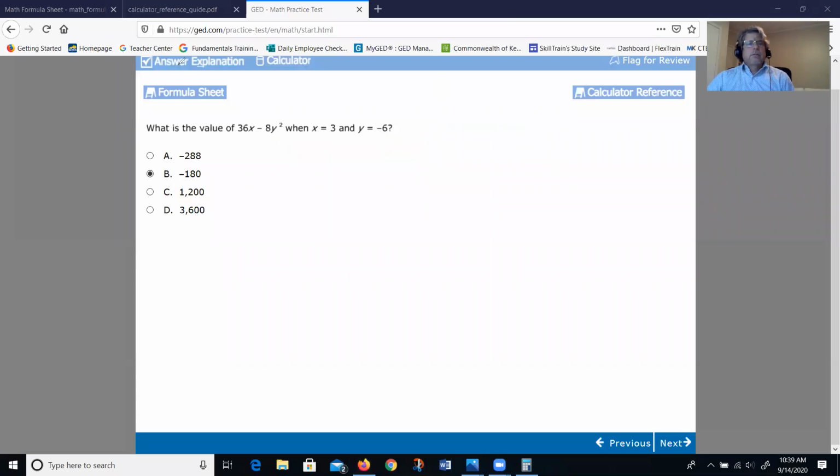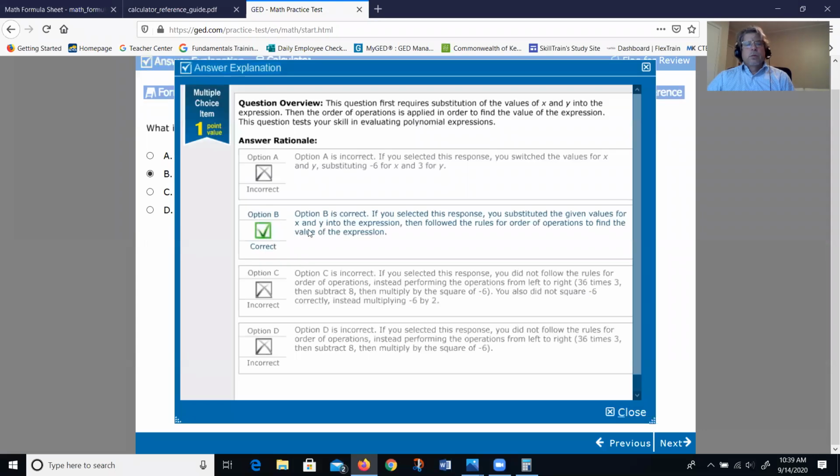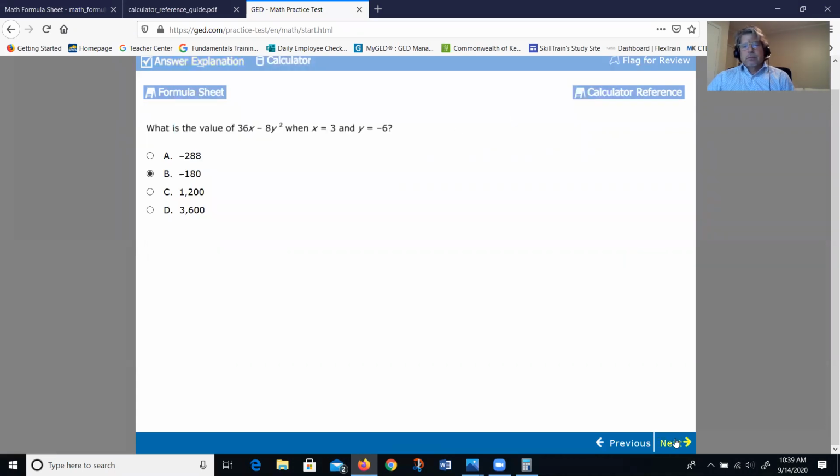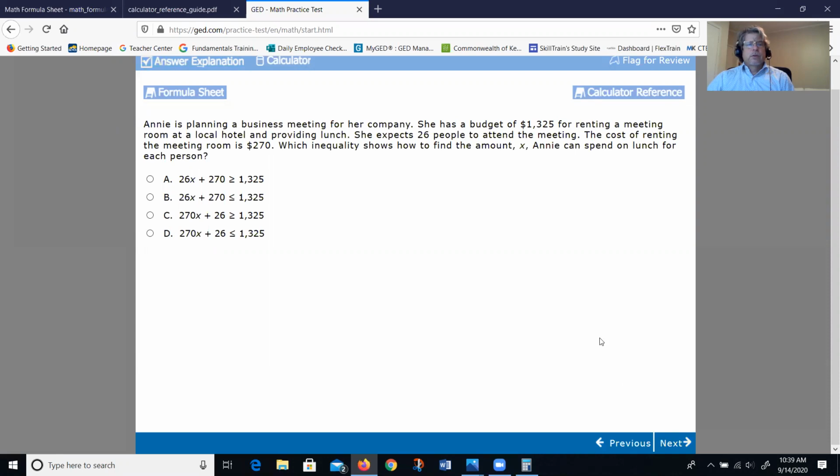So if we check that. So B would be our answer using what they refer to as the order of operations. Let's see what the next question brings us.